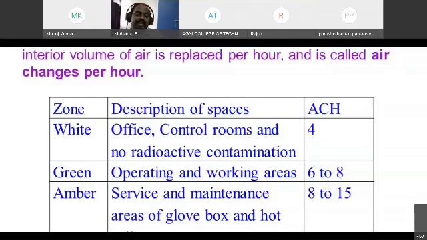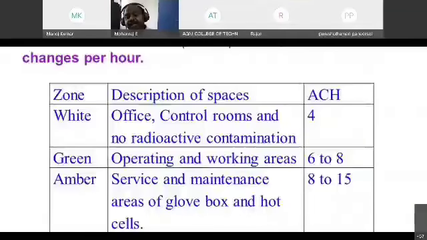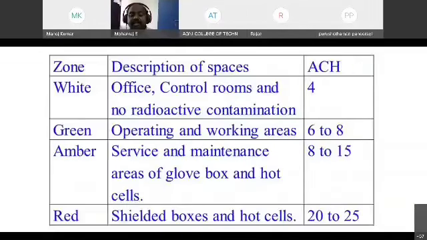So generally, what is the level of air changes per hour which is being used? White area we have 4 air changes, green area 6 to 8 air changes, amber area 8 to 15 air changes, red area, the glove boxes, hot shields, hot cells, 20 to 25 air changes. So in 1 hour that many air changes, so the capacity is higher.